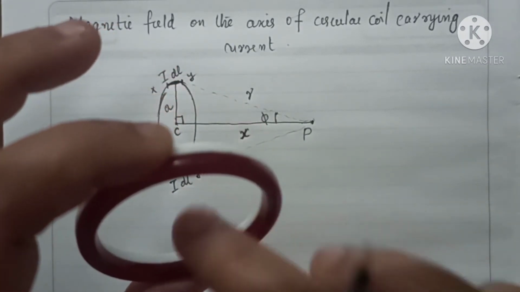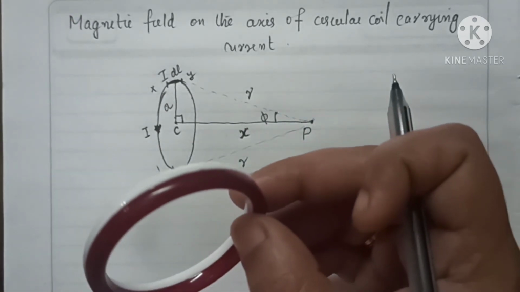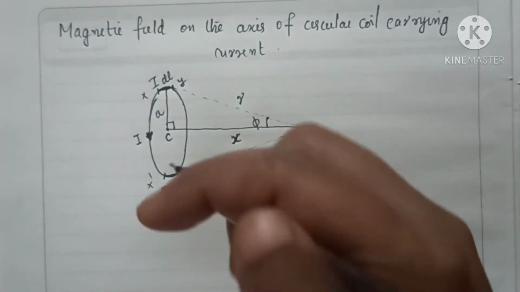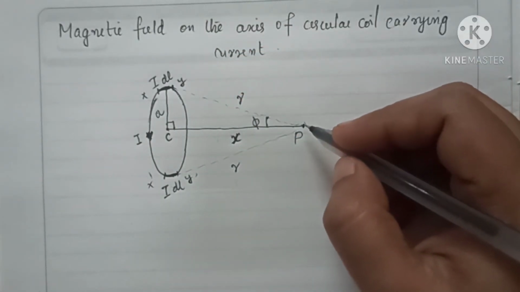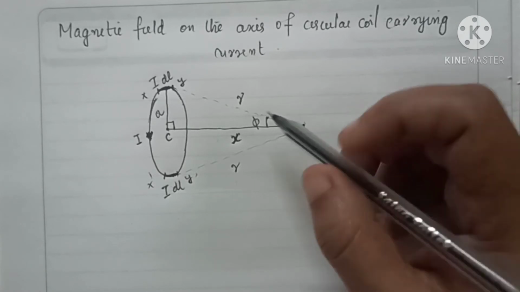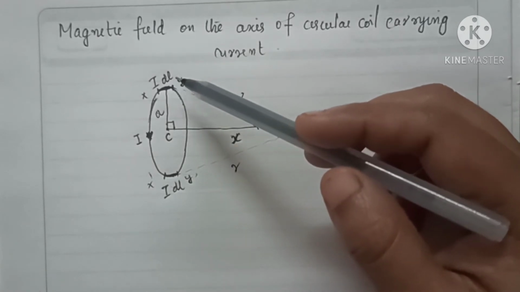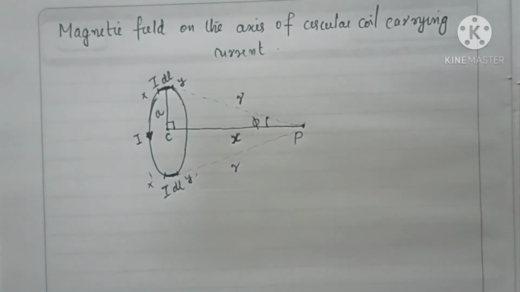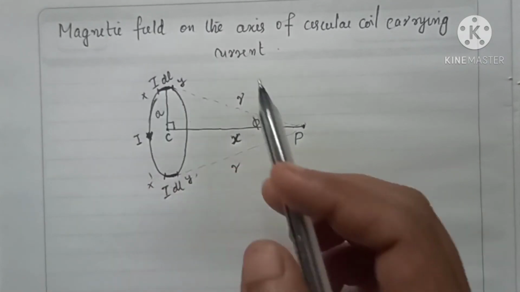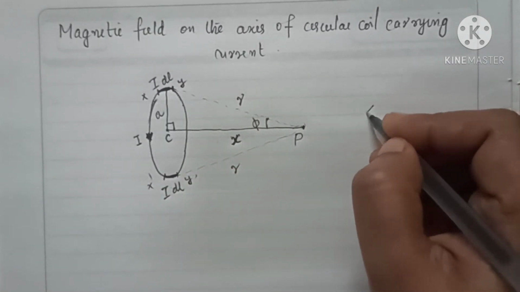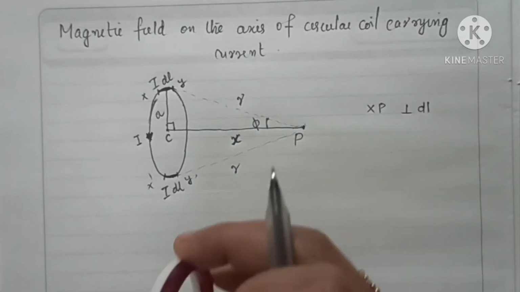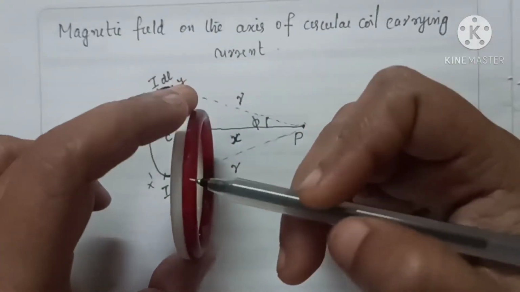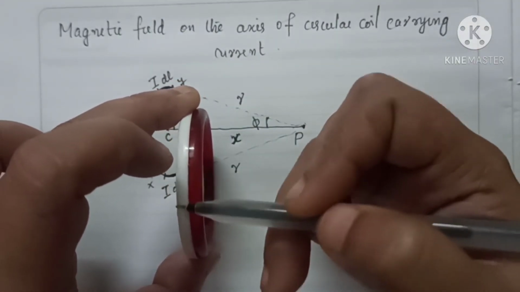That is, the magnetic field and the current element are always perpendicular, isn't it? So for both cases the magnetic field is perpendicular. So we can draw the magnetic field in a direction which is perpendicular to this current element. So how can you draw here? Also it is clear that this term XP is perpendicular to dl, because we have considered the current element like this, that is XY.